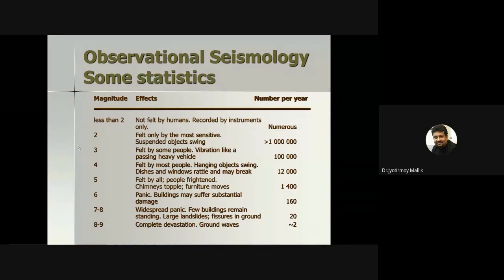Okay, so if the magnitude is less than 2, it's not felt by humans, recorded by instruments only. If the magnitude is 2, felt by the most sensitive suspended objects that swing. Now, there is something which you need to see here, which is fairly important to understand, and we will explain why later on.